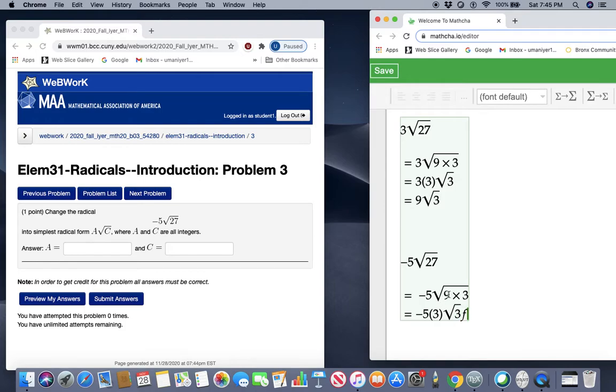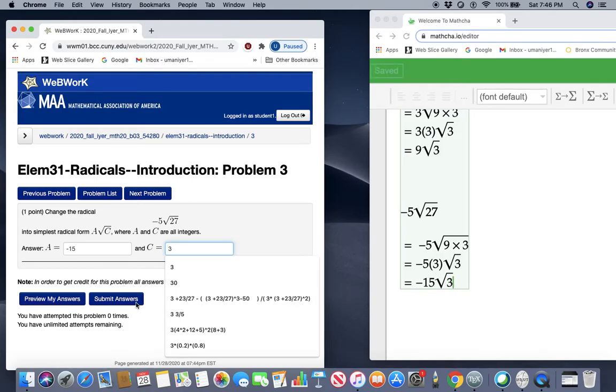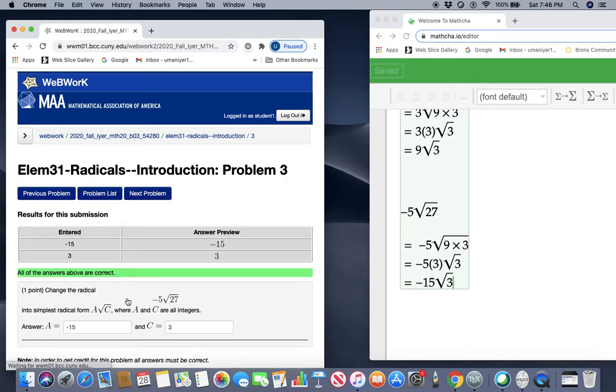Whatever I could resolve, I resolved. Whatever I cannot, I leave it. That's the point of such problems. So here you have negative 5 times 3, that's negative 15, and square root 3 stays inside. A is the outer number, negative 15. And C, the inner number, the radicand, is 3. Next.